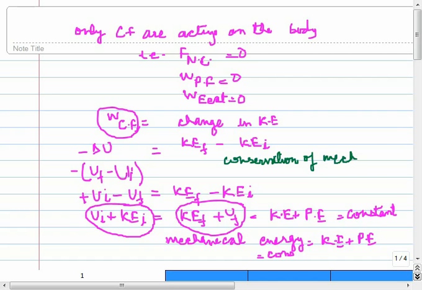Mechanical energy, and it is a special case when only conservative forces are acting on a body.